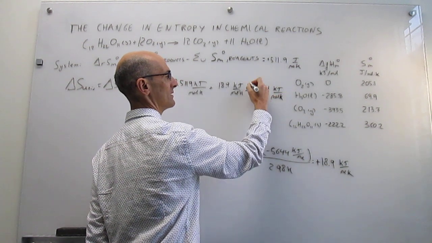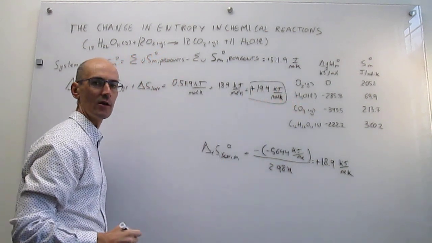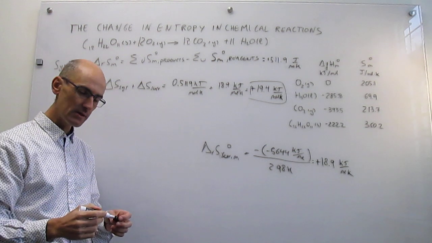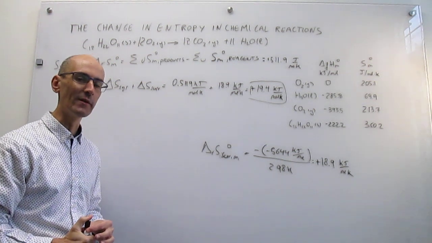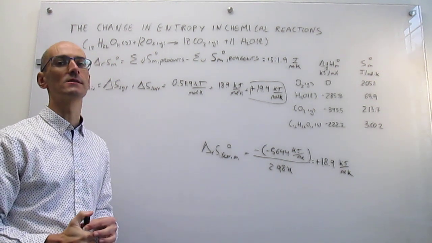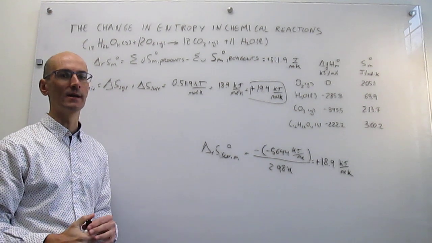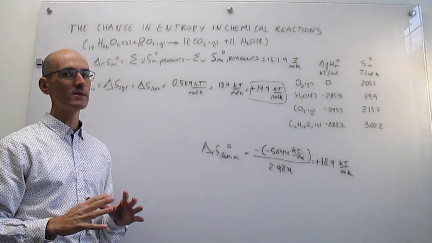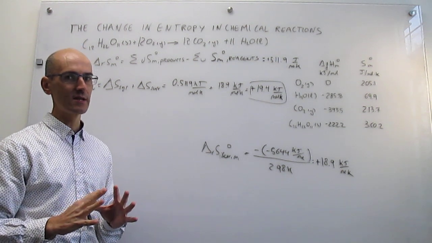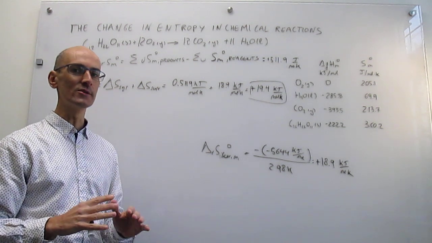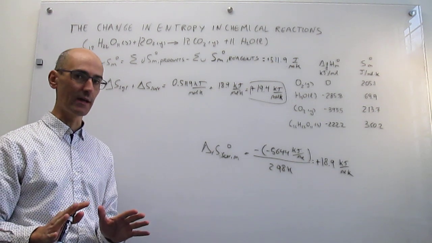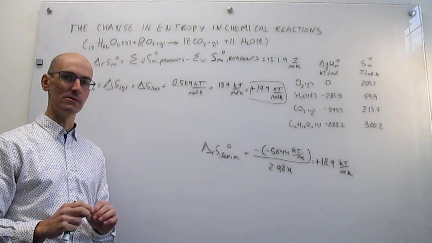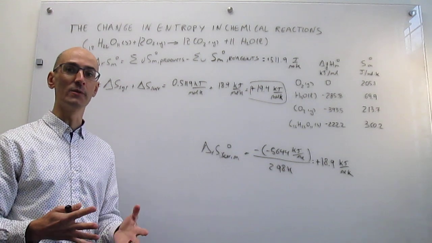So the conclusion is that the combustion of sucrose at 298 Kelvin and 1 bar of pressure is spontaneous. Okay, so that's what we can conclude from here. Now notice that thermodynamics does not tell you whether a reaction happens fast or slow. That's the body of kinetics. Thermodynamics only tells you that the reaction should be spontaneous.